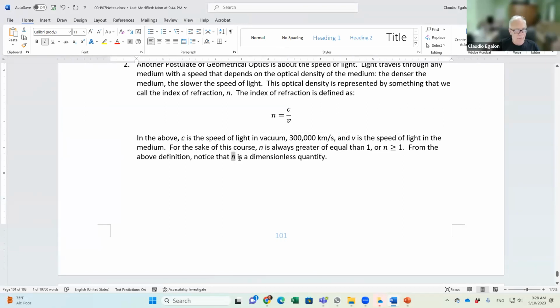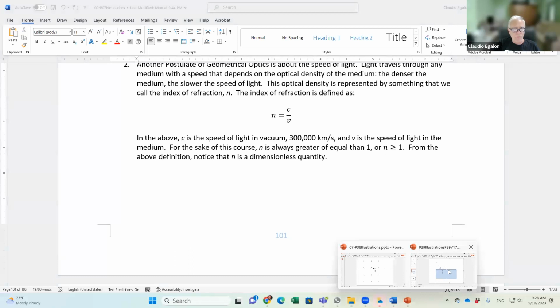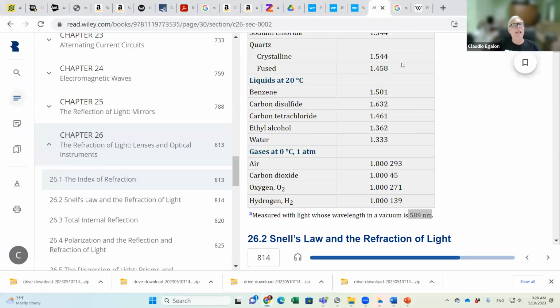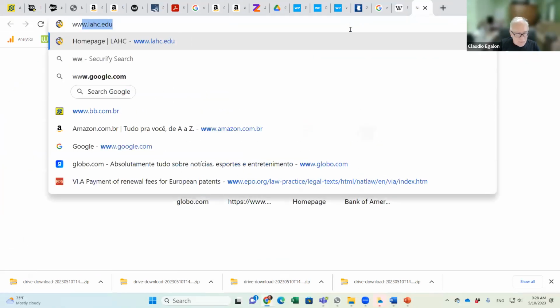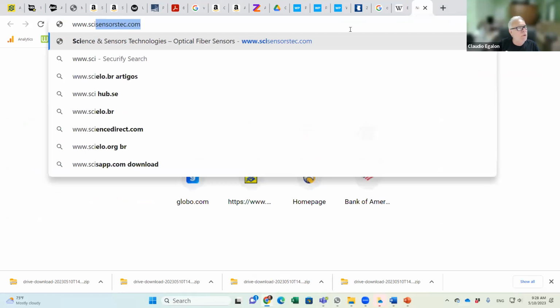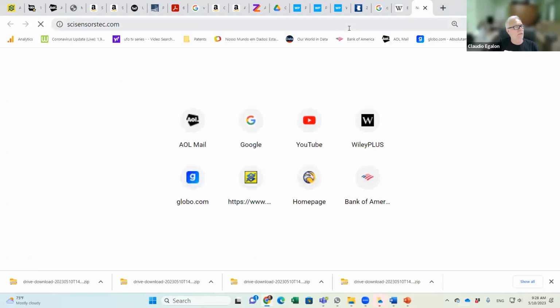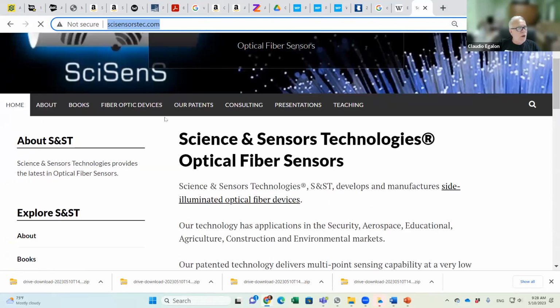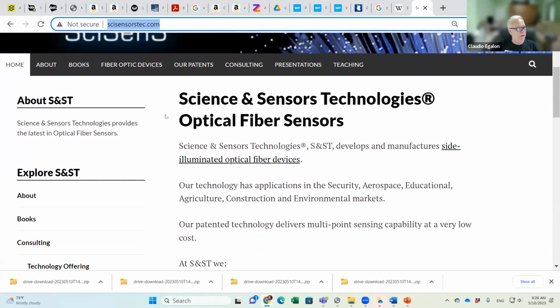And the consequence, like I said, is that when light goes from a medium of lower optical density to another medium of higher optical density, the path of the light is bent. That's why we call it refraction. If you go to my website, you are going to clearly see something like that. It's a real life picture that I took. sciencesensorstech.com, that's my website. I work with optics. My expertise is in optical fiber sensors.